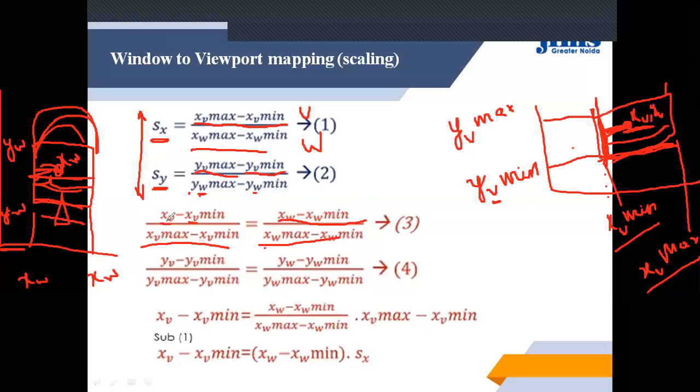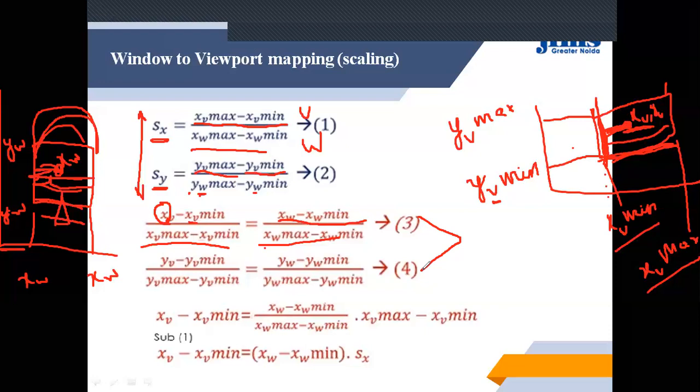So instead of x we put y. So this is yv minus yv min upon yv max minus yv min. Only we change the value of coordinate y instead of x. So we get these two equations when we are going to find out the corresponding value of the point, that is xv and yv.